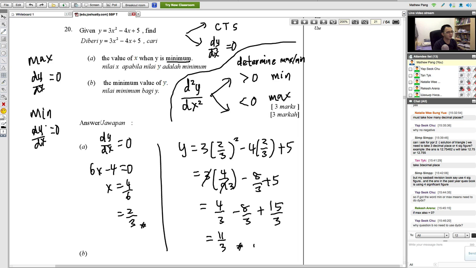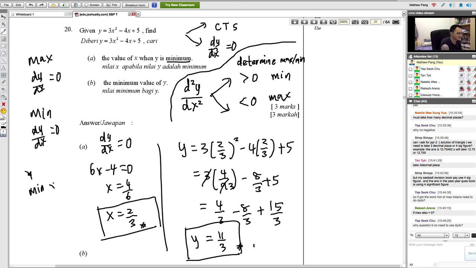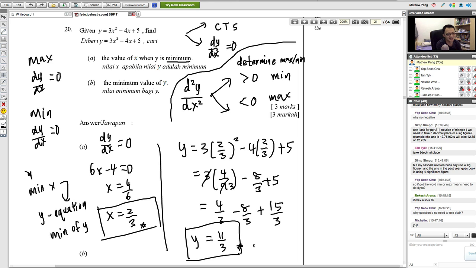Why does question B not need d2y dx squared? Because question B asks you to find the minimum value of y, which means when you already did dy dx, you already know your minimum value of x is 2/3. That means you substitute your minimum value of x into the y equation, and you can get the minimum value of y as well. So if the minimum value of x is 1, you just substitute the 1 into your equation of y, then you can get the minimum value of y. Definitely you will get the minimum value of y. Okay, this is how we solve for the minimum value of y. I hope I do answer you.